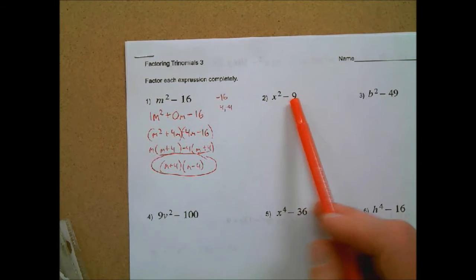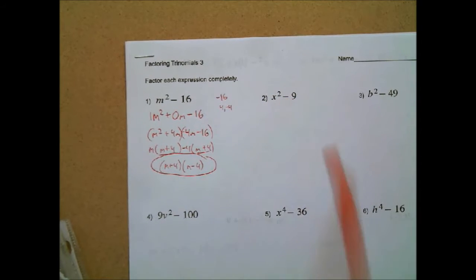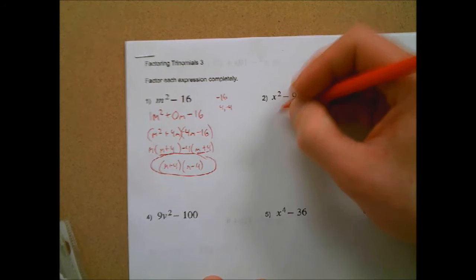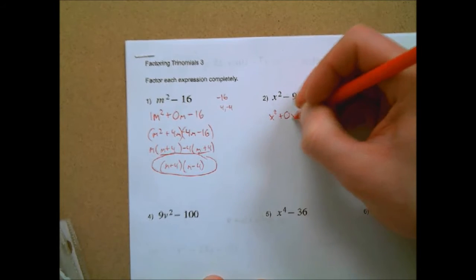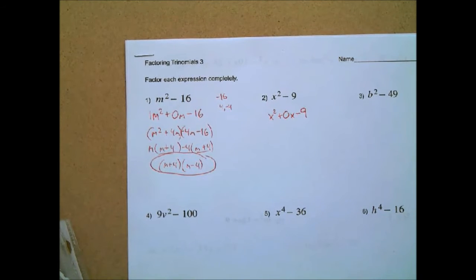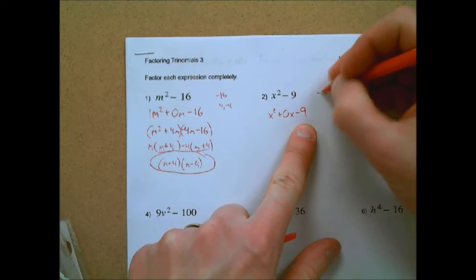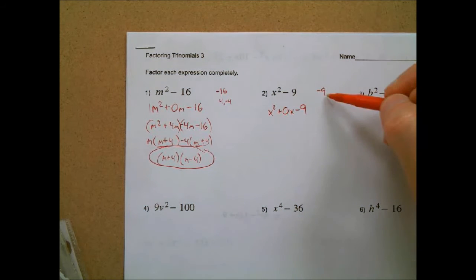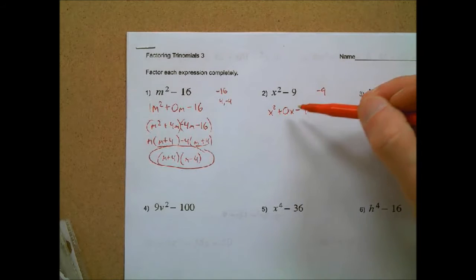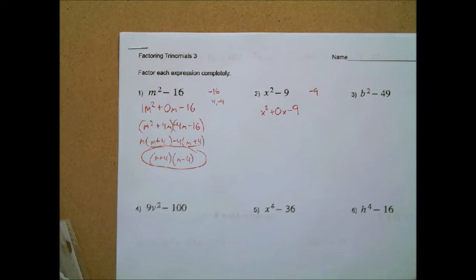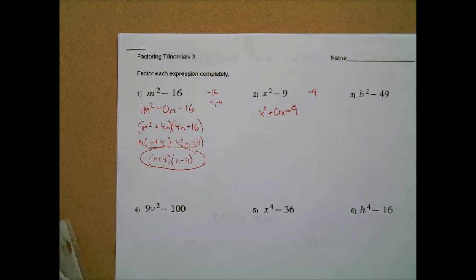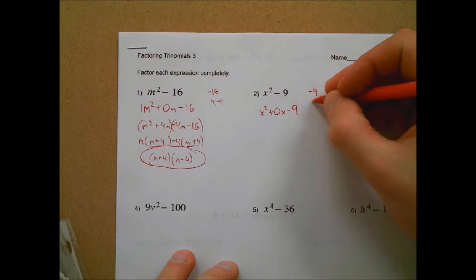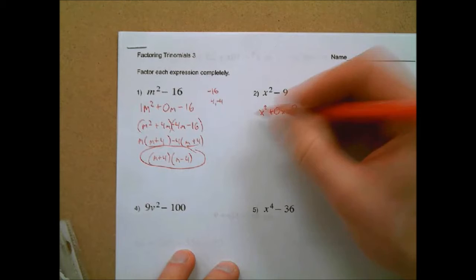Similar setup here. So again, we can see it's a difference. Let's add in a 0x minus 9, because again, there's no GCF to take out, so let's just put a 0x in there. We'll do 1 times negative 9, so that gives us negative 9. And so we're looking for 2 numbers that multiply to negative 9 but add to 0. So what are 2 numbers that multiply to negative 9 but add to 0? 3 and negative 3. Okay, and so we'll break up that middle term there.